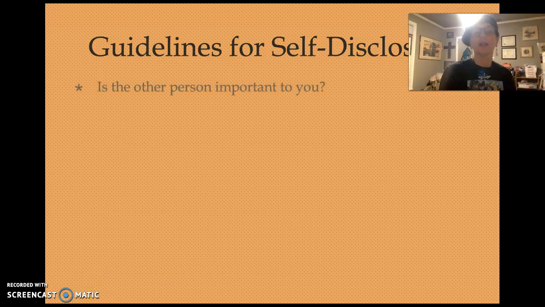Here we are. Is the other person important to you? Don't be telling people your private stuff if they're not important to you. You don't need to do that. Take care of yourself. You deserve to have some self-protection. You don't owe anybody anything. Decide how important they are. Is it worth it? Is the relationship important to you? Do you want to develop intimacy and a deeper relationship with that person?